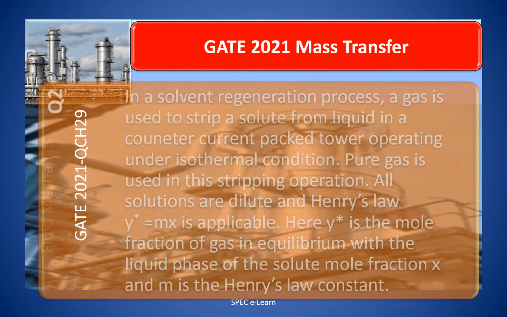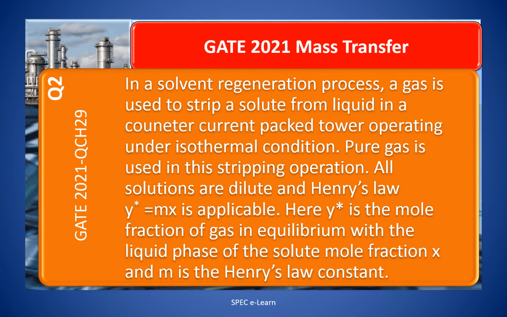GATE 2021, question number 29. In a solvent regeneration process, a gas is used to strip a solute from liquid in a countercurrent packed tower operating under isothermal condition. Pure gas is used in the stripping operation. All solutions are dilute, and Henry's law Y star is equal to mx is applicable. Here Y star is the mole fraction of gas in equilibrium with the liquid phase of the solute mole fraction x, and m is the Henry's law constant.